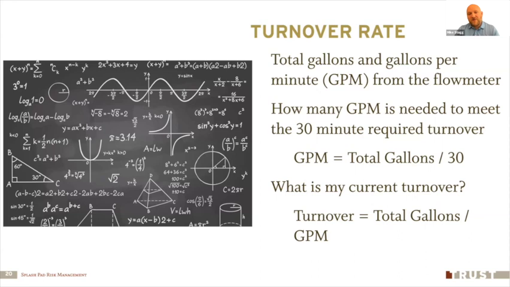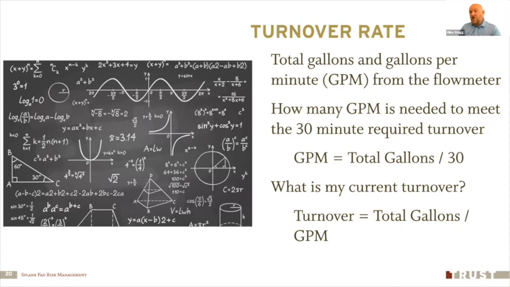Okay. And you're going to figure your turnover rate from that total gallonage and the gallons per minute from your flow meter. So every one of these facilities has to have a flow meter that says how much water is going through your pipes and your filters. So how many gallons per minute is needed to achieve that 30-minute turnover rate? Well, you're going to take your total gallons and divide it by 30. And whatever number you get there, that is the minimum amount of gallons per minute that you have to be pushing through your system in order for your entire system to see chemical and to see filter within that 30-minute time period. Okay.